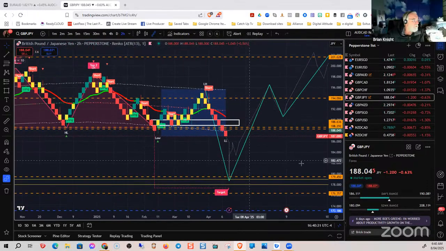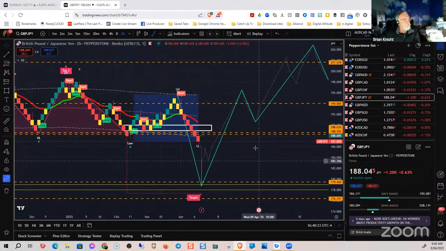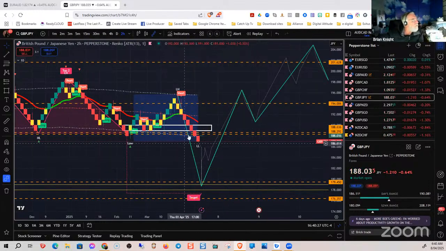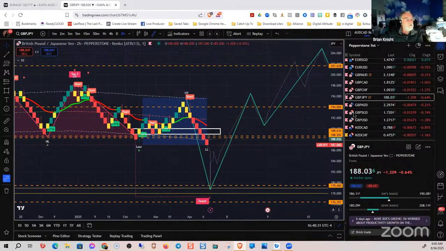Yeah, I think it's going to sell further. Potentially. We'll just see anyway. There's no yellow brick. Oh, there's a brick starting up here. Okay. GN.